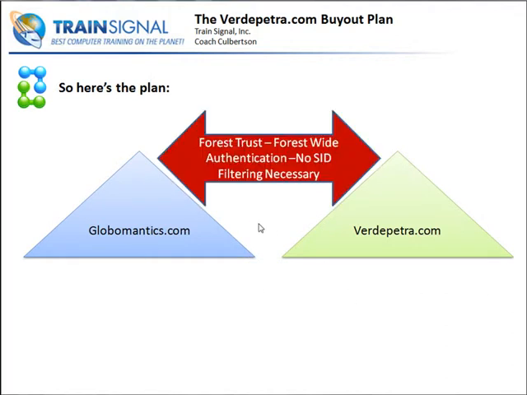First of all, we're going to create a forest trust with forest-wide authentication. You're going to see this coming up in our demonstration here. Forest-wide authentication is the same thing as domain-wide authentication, the only difference is that it's for the entire forest. Since Verde Petra employees are now Globomantics employees, forest-wide authentication is going to be A-OK. Or even if we want to do domain-wide authentication, that would be okay too. Now, no SID filtering is going to be necessary, because, again, even though we have two separate domains, they are now part of the same company underneath the same authority.